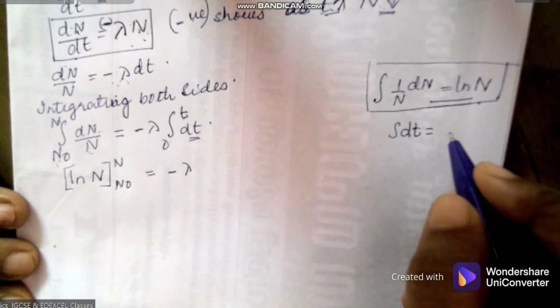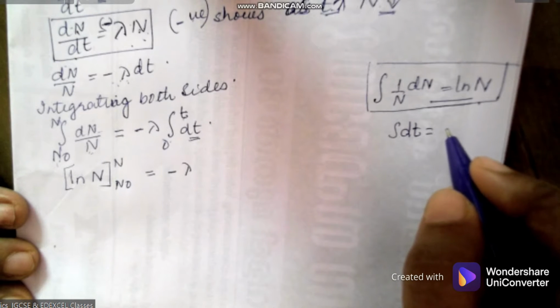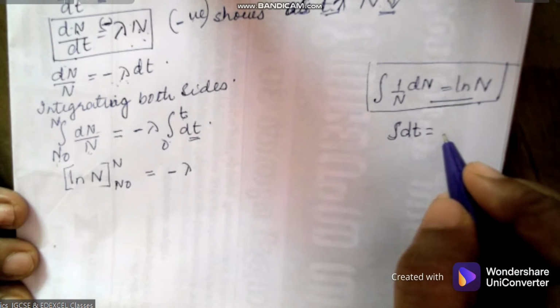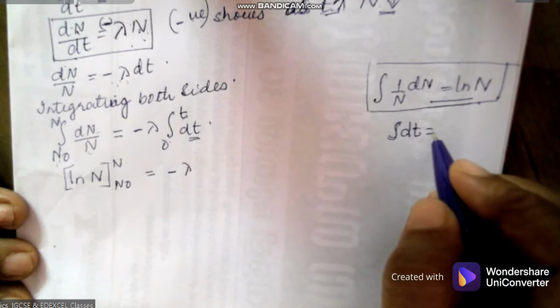Mashar? Integral of dt? Simplest. Sanjita? Farheen?